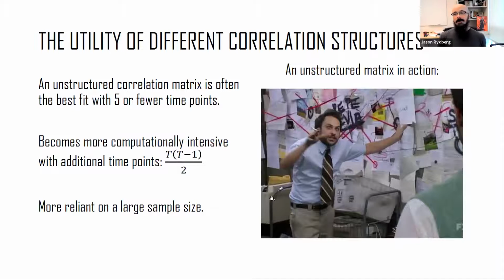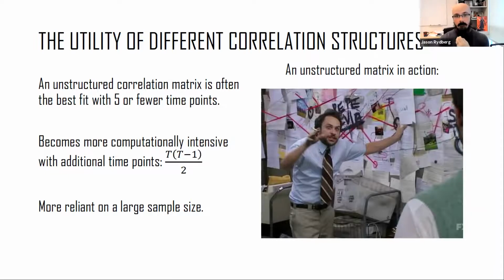Okay. So unstructured matrices, if you have a small number of time points, like 5 or fewer, an unstructured matrix will usually be the best fit. The reason for that is that the amount of parameters that you're expending to get your correction is not tremendous. But you are essentially asking, what could be a better fit than allowing every single set of time points to have their own correlation? It's tough for a more parsimonious model to get a better prediction than that.